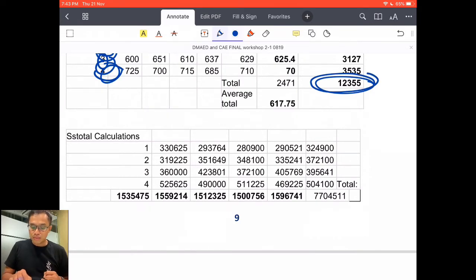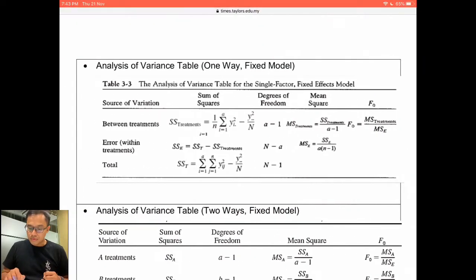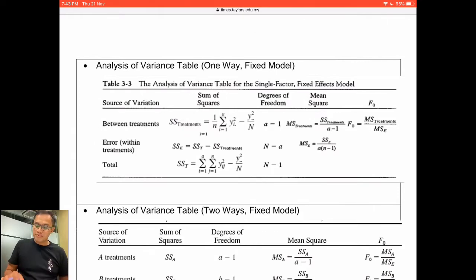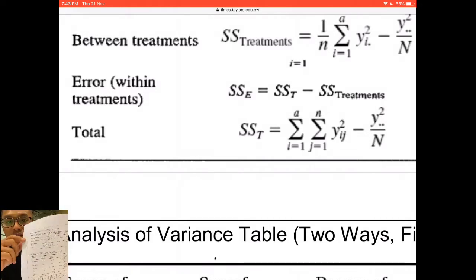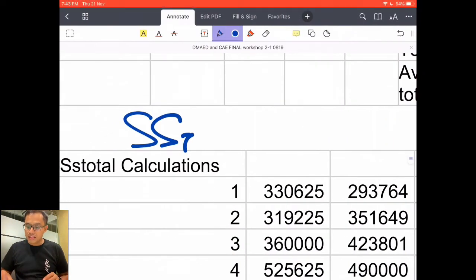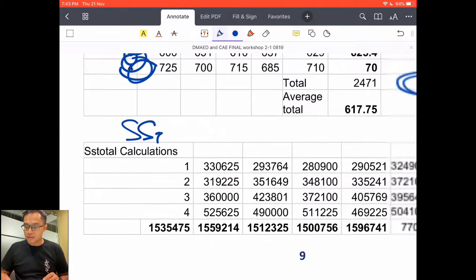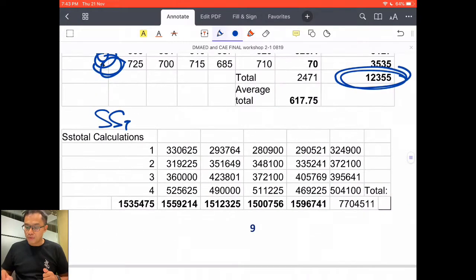This one is the SS total calculation, SST. Where can you find SST? If you go to the formula sheet, it is total SST. I have it here as well. I enlarged it: total sum of squares, SST. The calculation here is of course on Excel. What you need to do is, for all of these data, square them one by one and add them up, and you get the total of this number.